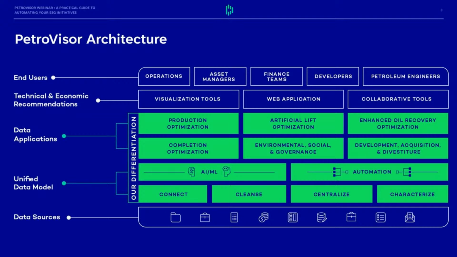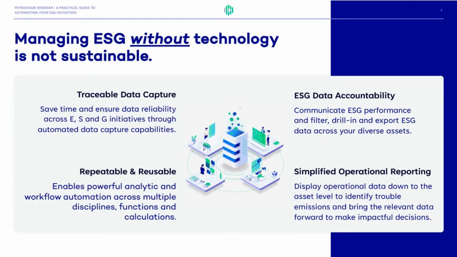Engineers and asset leads can use climate risk scenario modeling and performance economics as it relates back to their business. And pre-configured dashboards are used to monitor operation trends against goals and build foundations for annual sustainability reporting. Before I turn it over to Brian, can we all agree that managing ESG without technology is not sustainable?